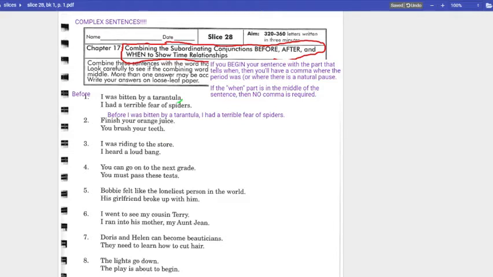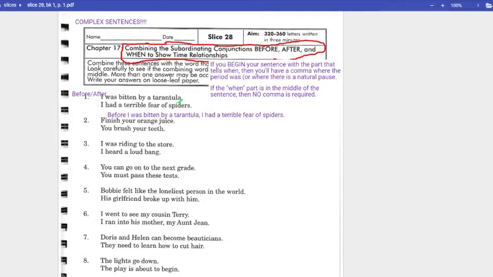Of course, some of you might say, well, it's actually after I was bitten by the tarantula that I had the terrible fear. So, you can do either one of those. That's fine. The big thing here to note is if you start with that subordinating conjunction, you will need to have the comma in place of that period. Okay, let's take a peek at number two.